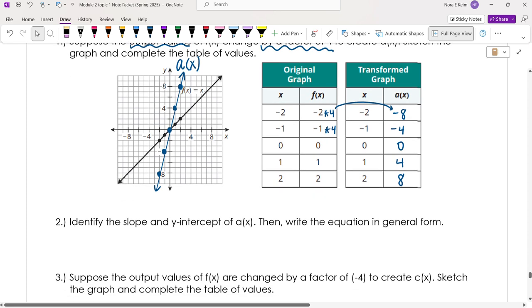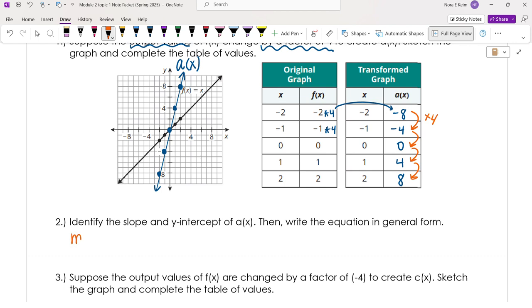So identify the slope and y-intercept of a of x. Let's look at our table here. My change in y is that I am adding 4, and my change in x is that I'm adding 1. So my slope ends up being 4. And then the y-intercept is in the table at 0, 0.